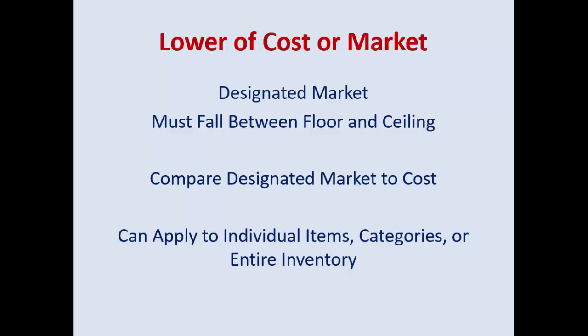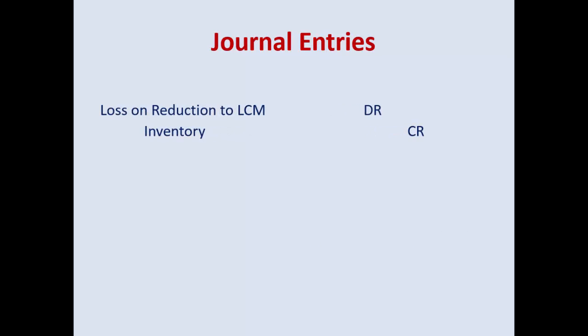So GAAP says you have to do lower of cost or market analysis, but you, the company, get to decide, am I going to analyze this on an item by item basis, or different categories of inventory, or the entire inventory? And you can change every year as long as you're doing the overall lower of cost or market analysis, and adjustment if required. And two different ways you can record it. It's your choice. It's your company.